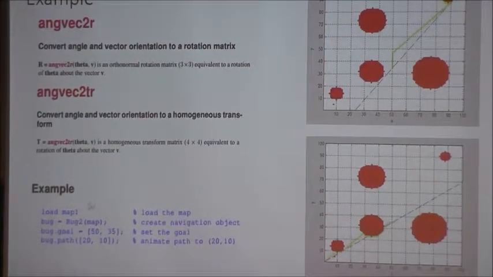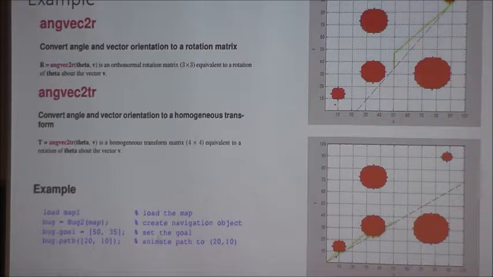If you look at the commands, they're really straightforward and easy. For example, this one: create a navigation object using the bug2 command. Remember the Volkswagen Beetle? You have one of those here in the toolbox. Set the goal, 50 and 35, and then animate the path from 20, 20. So in the plot you see you start here at 20 and 20, and it goes to 50, 35.